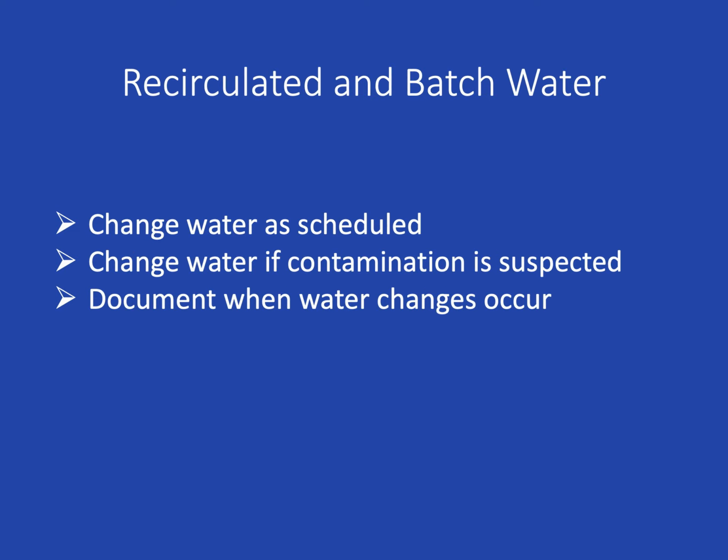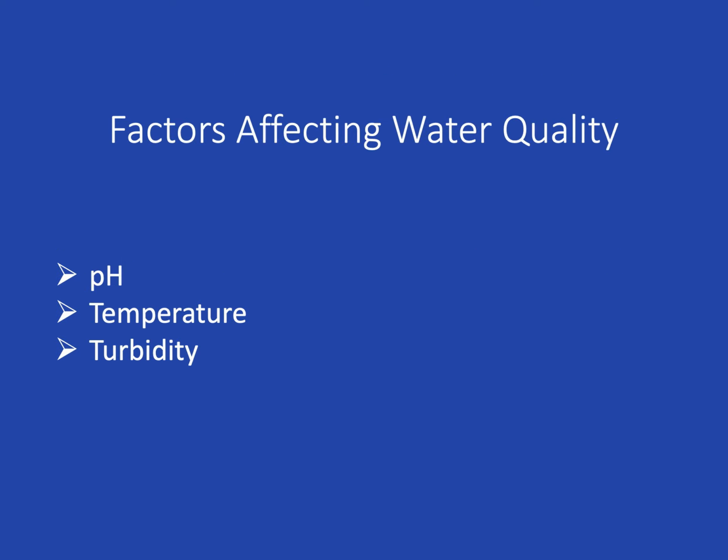For farms that use batch water, such as in the case with dunk tanks, workers must change the water as scheduled by their supervisor or farm food safety manager, or whenever they suspect the water has become contaminated. To ensure the batch water is changed when necessary, workers must document this activity. Some factors that affect the quality of water include pH, temperature, and turbidity.